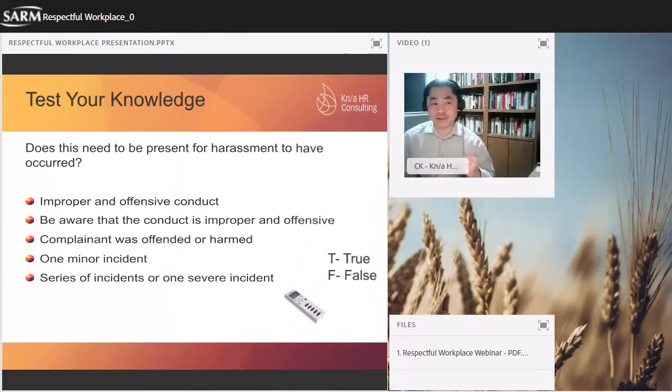Mostly true, and the answer is true, because if somebody feels offended or harmed, that could be a case of harassment. But again, I think sometimes it's questionable because these questions will require a little bit more digging into the information. What about one minor incident? So let's say your boss unintentionally withheld information from you. One minor incident. Do you think harassment has occurred in this situation?